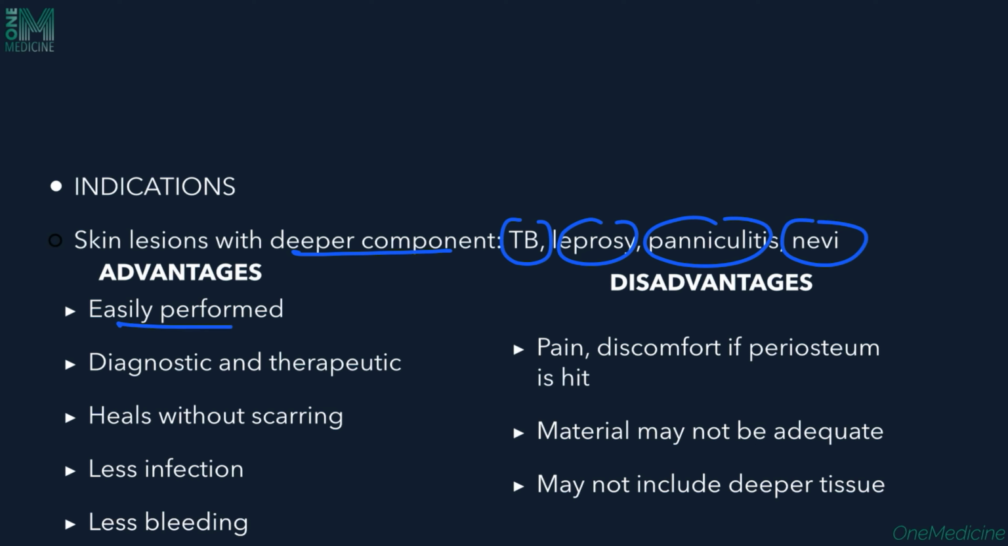Advantages: it's very easy. It's both diagnostic and therapeutic. If the lesion is a small size, then it's both diagnostic and therapeutic. Heals without scarring, less infection, less bleeding. Disadvantages would be pain and discomfort, of course. If the periosteum is accidentally hit, then it can cause pain and discomfort. Material may not be adequate. The biopsy material may not be adequate for evaluation. It may not include the deeper tissue sometimes.